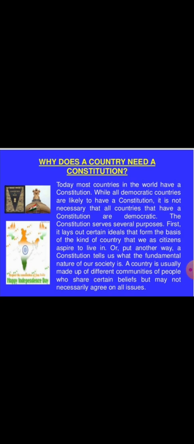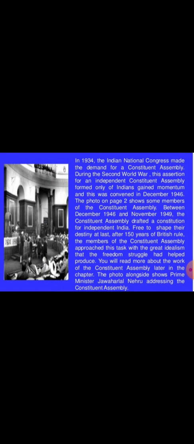It was in 1934 when the Congress put the demand for a constituent assembly for India for the first time. As the Second World War, which was held from 1939 to 1945, commenced, this assertion only grew further among the Indians. Finally, the British government agreed to it, which was finally convened in December 1946.